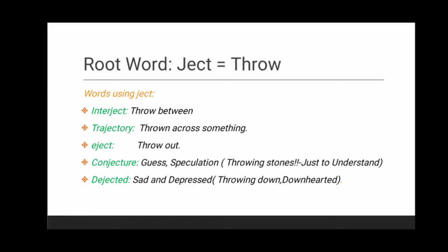And the next word is conjecture, which means guess, speculation. In order to remember it, this is the word you have to remember. Okay, throwing stones, just to understand that. Okay, and the example sentence is, I have made various conjectures on how the situation would turn out. And the next word is dejected, which means sad and depressed. And the example sentence is, apparently I was wrong, he said in a dejected tone.